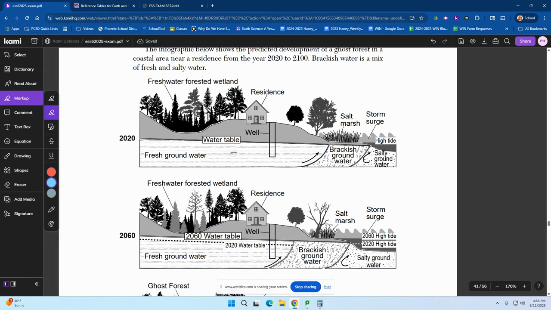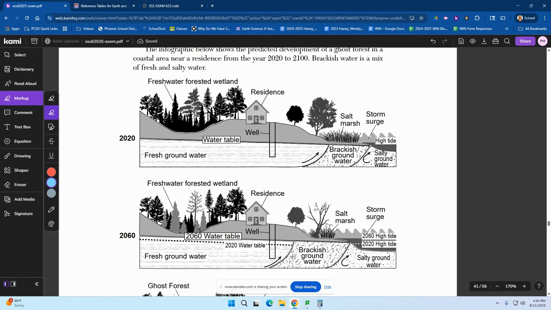So my first thing I notice is that my freshwater forested wetland seems to have started to die by 2060. So I see this dead tree here. These are more gray, where they were more full in this original photo. I noticed that my water table has increased, so it's closer to that forest here. So my water table has risen, and I can see that because they marked 2020 with this dashed line. And I see my well, and I notice that there's a closer distance from the well to the brackish groundwater, right? The brackish groundwater means it's like salty and fresh. It's not really water I want to pump into my home to use for drinking and cooking and stuff like that.